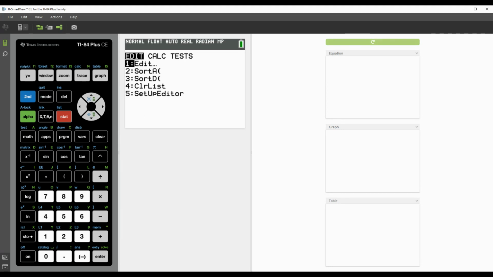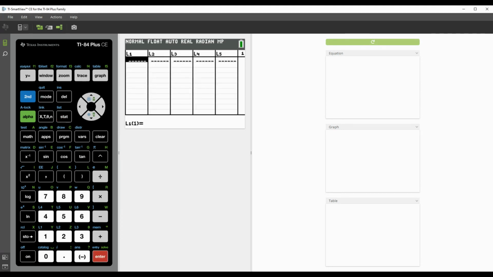And then we're going to edit our lists. So our list is very short. You're going to put the x coordinate in L1 and the y coordinate in L2. So negative 1, and then 1, and then 2, and the corresponding y coordinates are going to be 3, and then 1, and then 6. So once you have all your data in there, you're going to hit the stat button again.